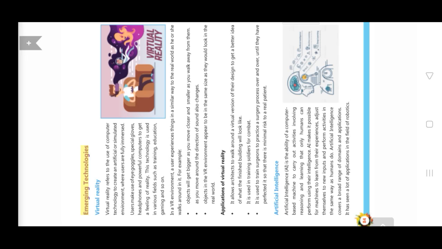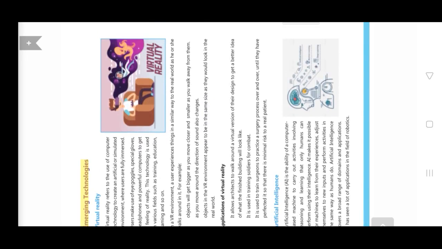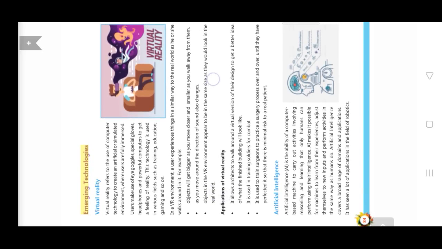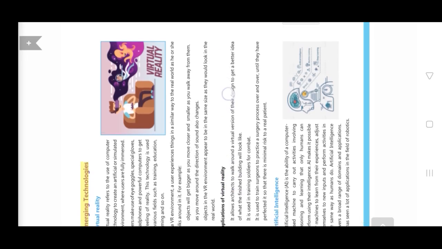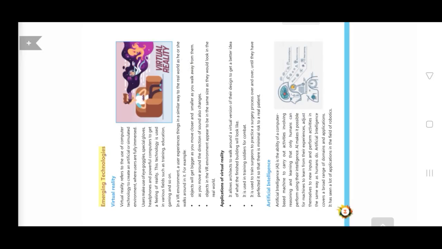So what are the uses of VR? VR means virtual reality. In the exam, if the word VR is used, you have to remember virtual reality. Objects will get bigger as you move closer and smaller as you walk away from them. Second, as you move around, the direction of sound also changes. Far means a low sound. Objects in a VR environment appear to be the same size as they would look in the real world, not bigger than the actual one.